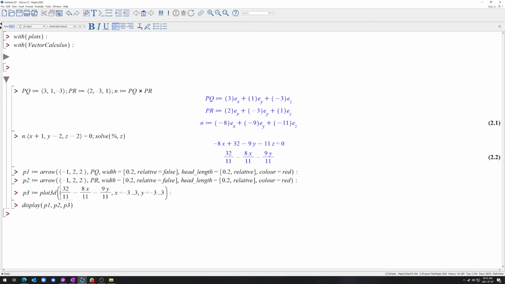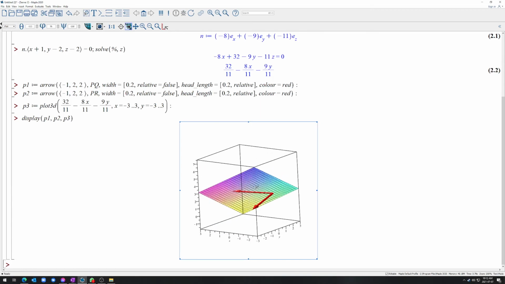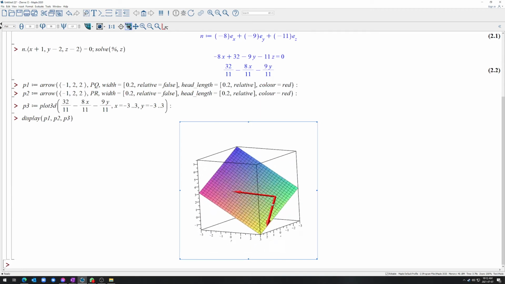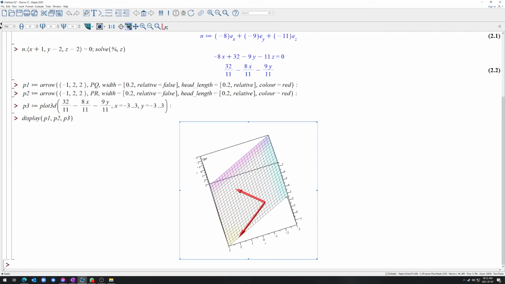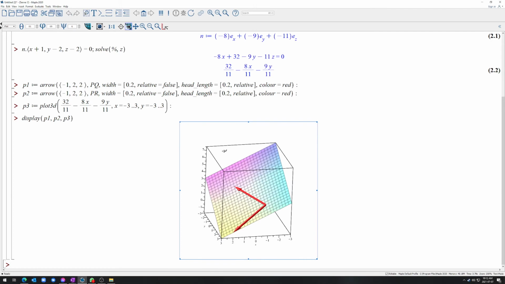Here in P3, though, we have a plot3d command. It has to be of the form z equals something, which is why I've taken that equation of the plane and solved it for z. And we'll just graph that from x from -3 to 3 and y from -3 to 3. With those three different plots, we can display them all simultaneously, and we can see our vectors PQ and PR lying on the plane. So sure enough, we can double check that we've done all of the math correctly here using a powerful tool like Maple.